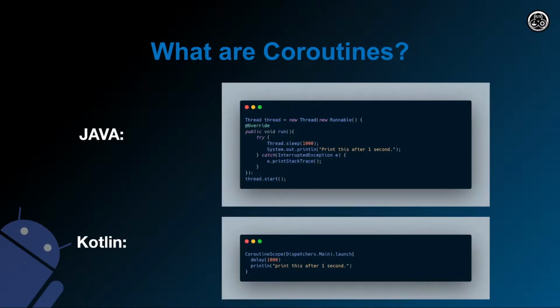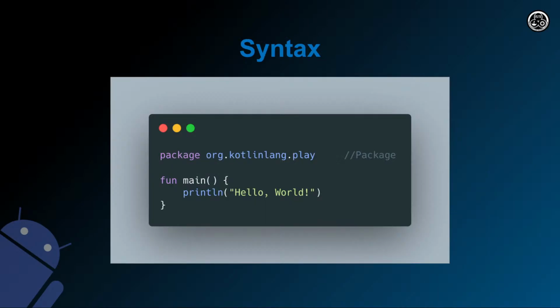Let's take an example. Let's say if you want to print something after 1 second has passed. In Java, you need to create a thread. For that, inside a thread, you have to create a runnable, and inside that runnable, you need to create a try block, because the runnable can throw an interrupted exception if you call the sleep method in there. And after that, you can print something out. Whereas in Kotlin, you just have to launch a coroutine and write only 3 lines of code that does exactly the same thing. So now let's get into the basic syntax of Kotlin.